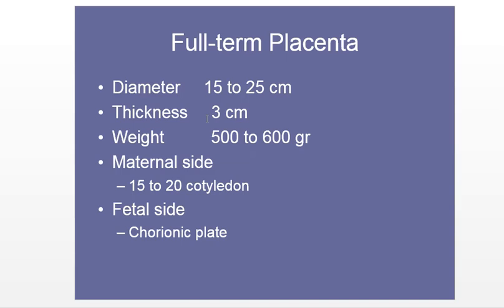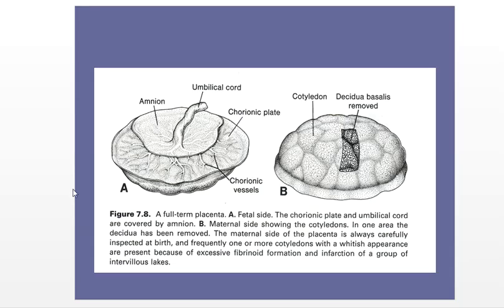When the placenta is viewed from the maternal side, you can see about 15 to 20 slightly bulging areas. It means 15 to 20 cotyledons covered by a thin layer of decidua basalis are clearly recognizable. This is the decidua basalis here. The fetal surface of the placenta is covered entirely by the chorionic plate. You can see here the chorionic plate covering toward the umbilical cord.